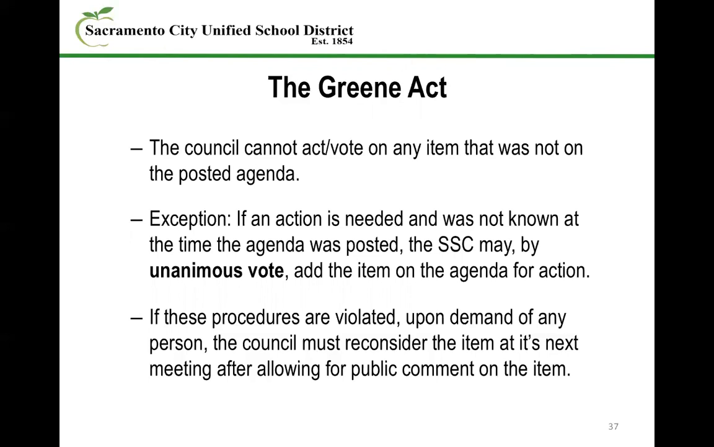There are exceptions. You post your agenda, and within that 72 hours, something comes up that needs immediate action. If in fact that's the case, the council has to unanimously vote to add that item to the agenda. If in fact anyone perceives that these protocols were not followed, the item needs to be tabled and put on the agenda for another meeting.